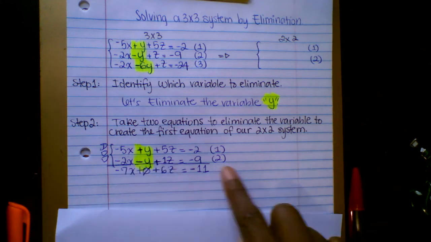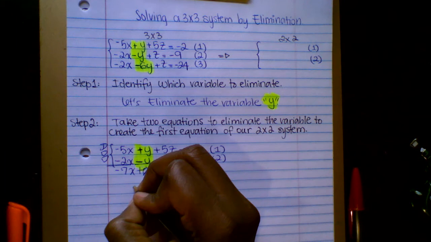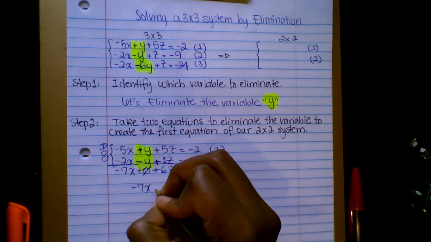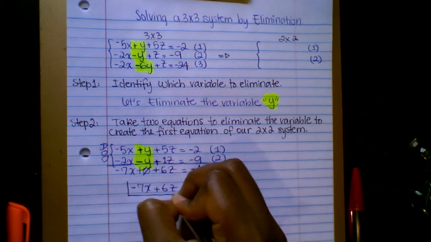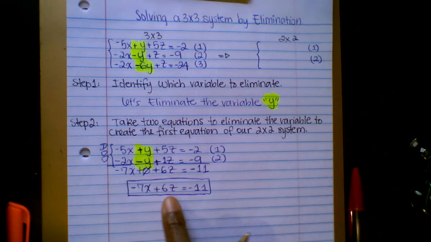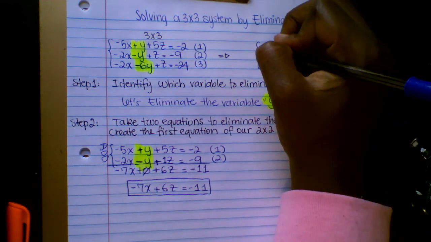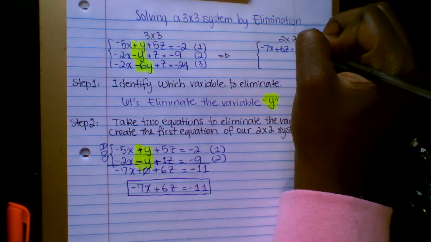So let me rewrite the equation here. Our first equation for our 2 by 2 system is going to be -7x plus 6z equals -11. That's the first equation for our 2 by 2 system that I'm going to write right here: -7x plus 6z equals -11.